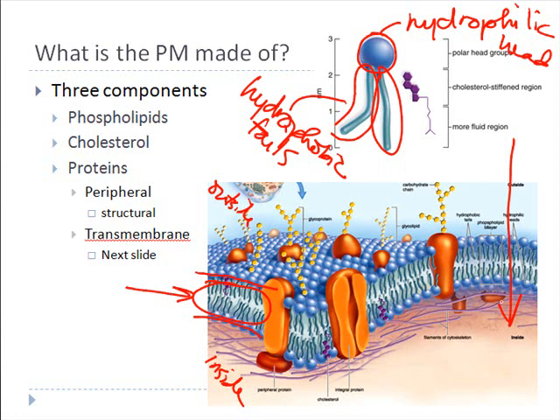Another component of the plasma membrane are these little molecules of cholesterol. You don't see them very often, but they're scattered in and amongst the phospholipid bilayer, and their job is to lend some structural stability to the plasma membrane.